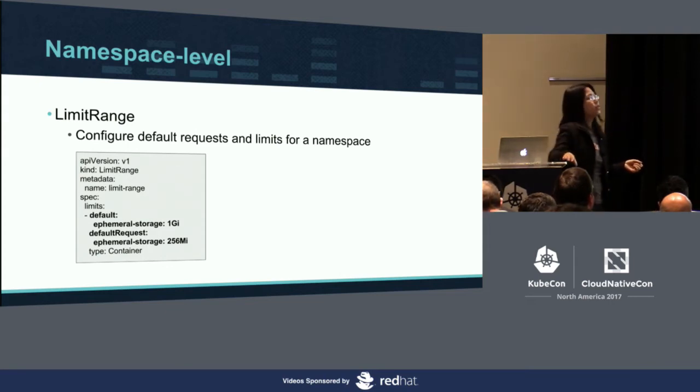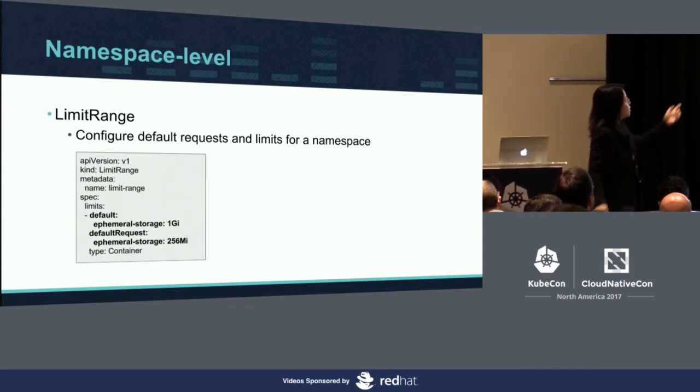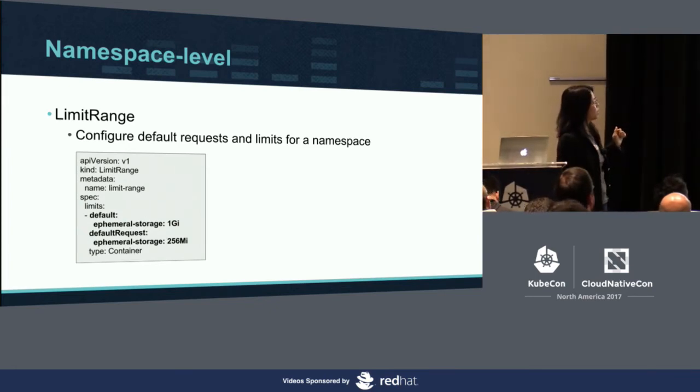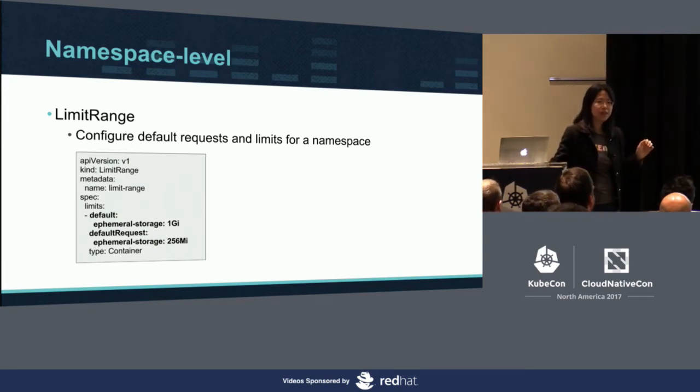So to help users have some default values, we have another API object called limit range. In this limit range, you specify some default values, for ephemeral storage here as an example. When a pod is created in this namespace and you don't specify anything, by default it will apply those default values.